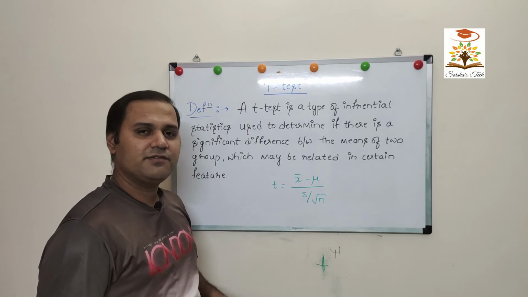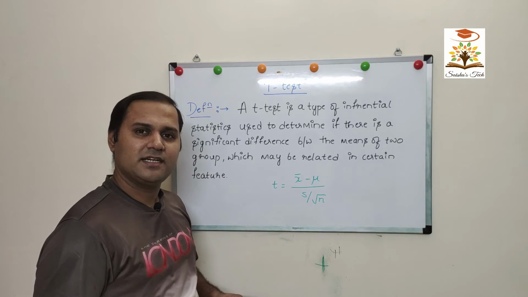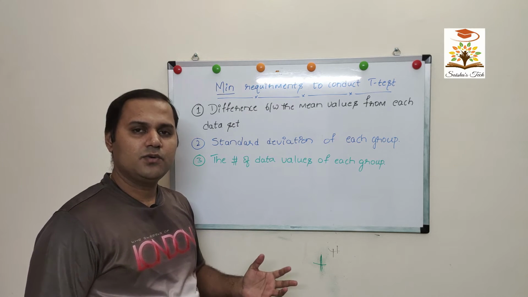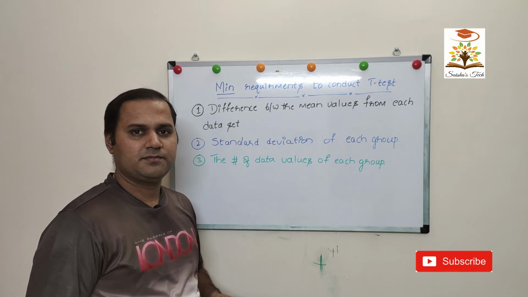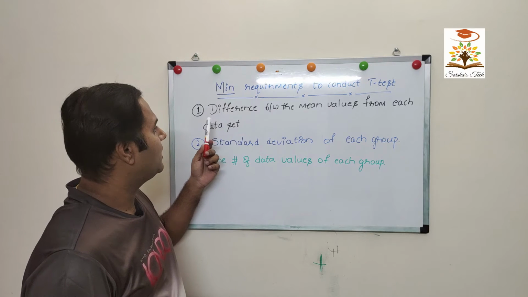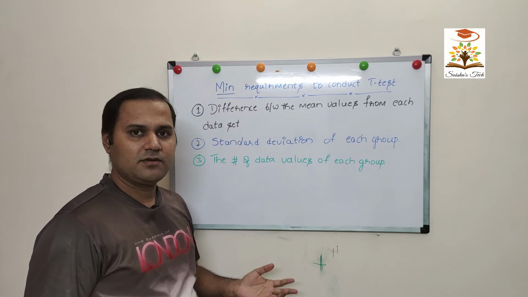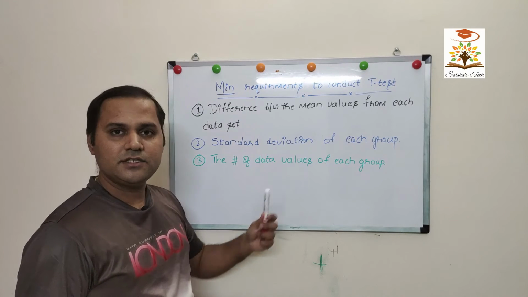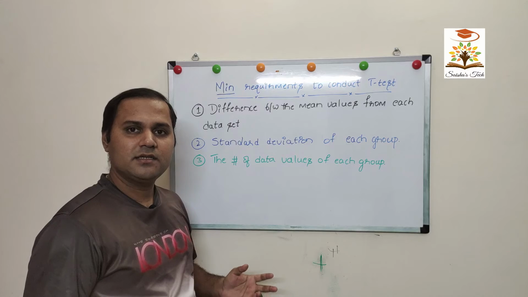Now, as we have understood the definition of t-test, let us understand the minimum requirements which are needed to conduct a t-test. As we are comparing two groups in a t-test, all the minimum requirements are related to the two groups. The first minimum requirement to conduct a t-test is the difference between the mean values for each data set or each group, the standard deviation of each group, and the number of data values which are present in each group.